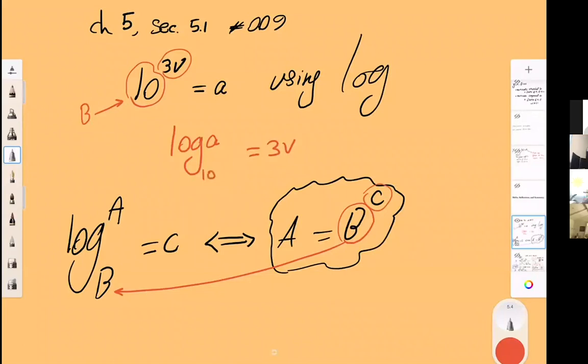So this is the question. This is the answer. 3v equal to log of a base 10. You don't need to write 10. So we have 3v equal to log of a. I divided by 3, v equal to 1/3 of log of a.